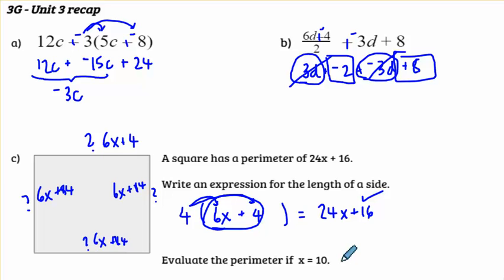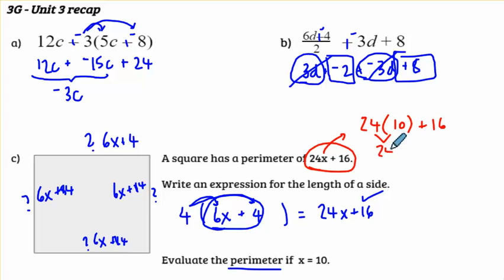The second part of this problem asks to evaluate the perimeter if x is equal to 10. So there are two ways to do this. You could either say, well, this is my perimeter, and I'm just going to use my parenthetical promise, and in place of the x, I'm going to put a 10. And then I just evaluate. 24 times 10 is 240. And when I add 16, I get 256.